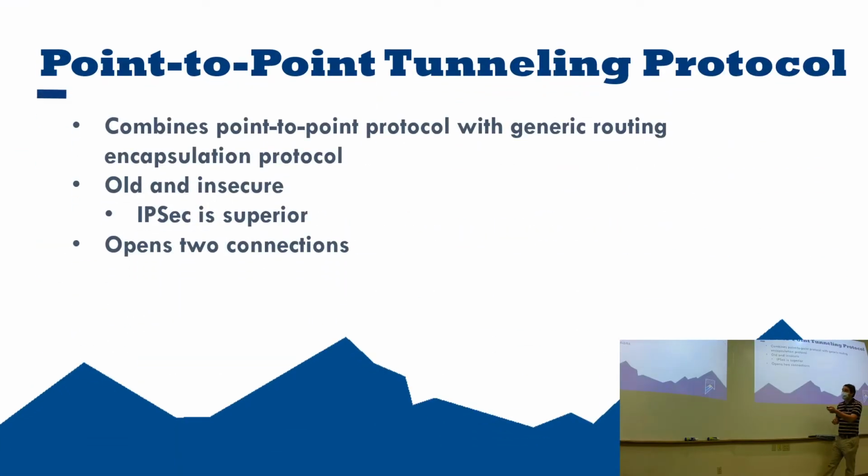Okay, point-to-point tunneling protocol, completely obsolete. Okay, almost no reason you'd use it in 2021. Because like I said, IPSec is better, it's faster, it's more secure. So basically, what this is going to do is have point-to-point protocol. It's going to combine that with generic routing encapsulation, which we'll talk about in the next slide. And one of the main downsides to this is it opens up 2 connections. So instead of supporting one connection, you're supporting a point-to-point session and a generic routing protocol session.